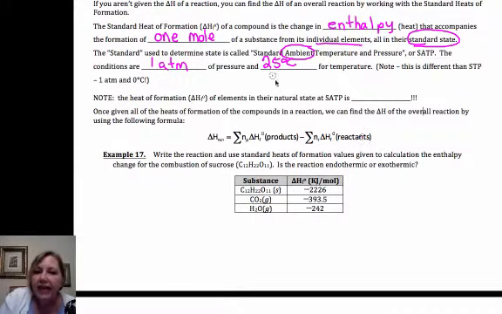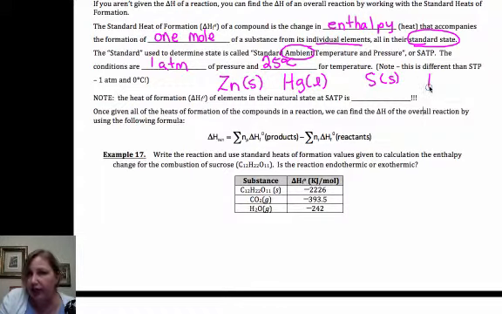Now, if we have an element in its natural state, which for zinc would be solid, which for mercury would be liquid, which for sulfur would be solid, which for hydrogen would be gas and diatomic, the standard enthalpy of formation of these elements in their natural state is 0.